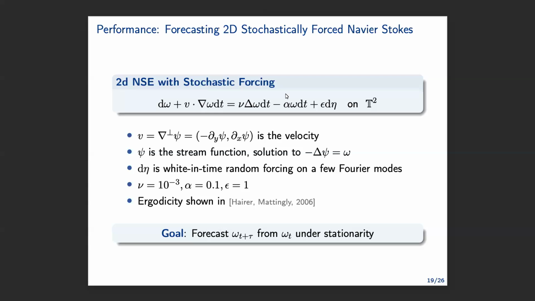For this model, which is a mathematical model, we can show that it's ergodic, so that you have a stationary distribution. Everything is rigorous, just as an example to test how the algorithm performs. The goal is, given the current vorticity, which is some flow field, to forecast the vorticity after 10 tau. Tau is the lag, and because it's ergodic, we assume it's in stationarity. We want to forecast.